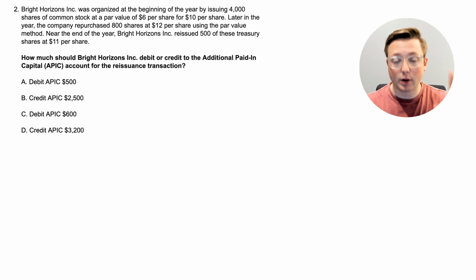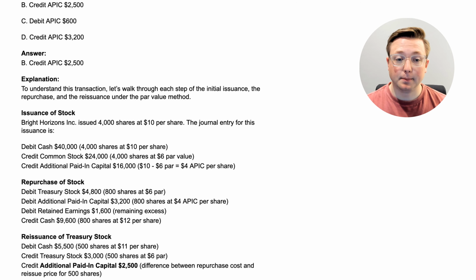If you have an idea, pause the video, or if you have a guess, try this on your own. If you don't know how to do it though, that's okay. Again, we are using these questions to learn how to do this. So let's go ahead and look at the answer if you haven't paused it already. All right, here we are. The answer is B. You would credit additional paid in capital for $2,500.